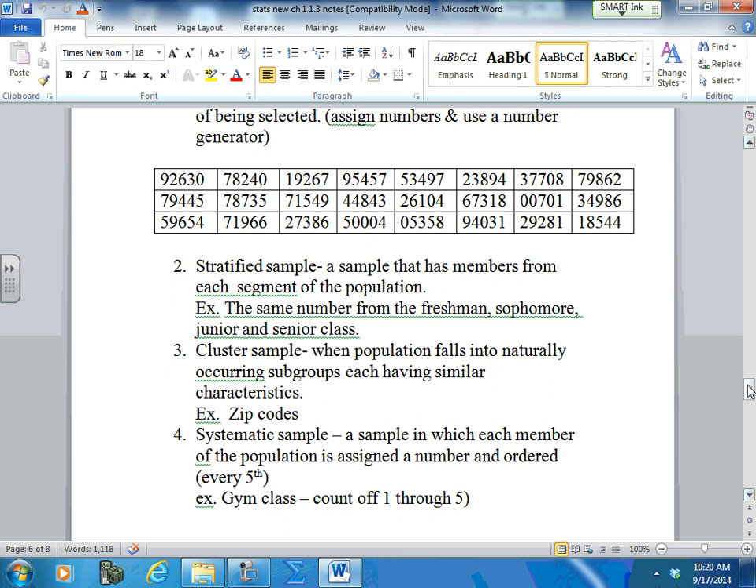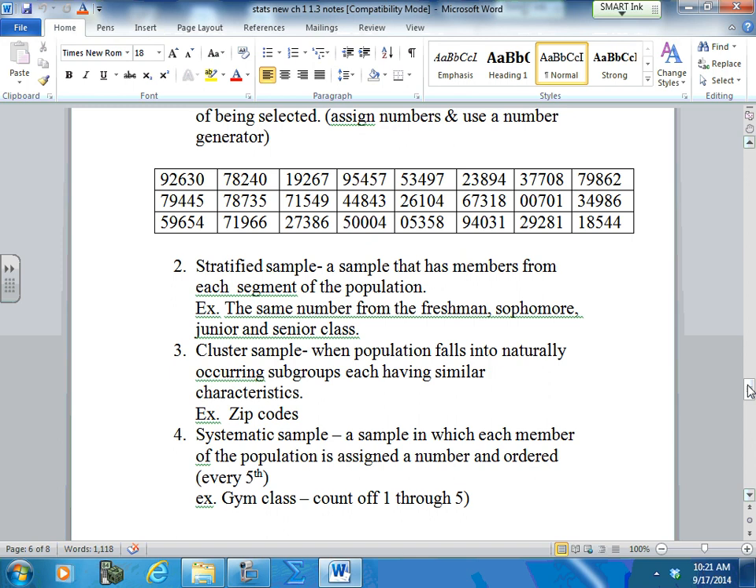A cluster sample is different. A cluster sample says, I want all the freshmen, so I have to sample every freshman. Usually clusters go by zip codes, certain areas. I want to take all the Midwest. I want to take all the East Coast. Like a certain area, and you have to sample everybody in that area.